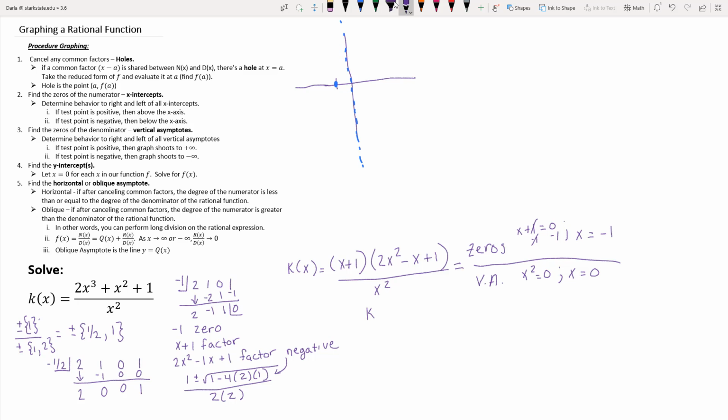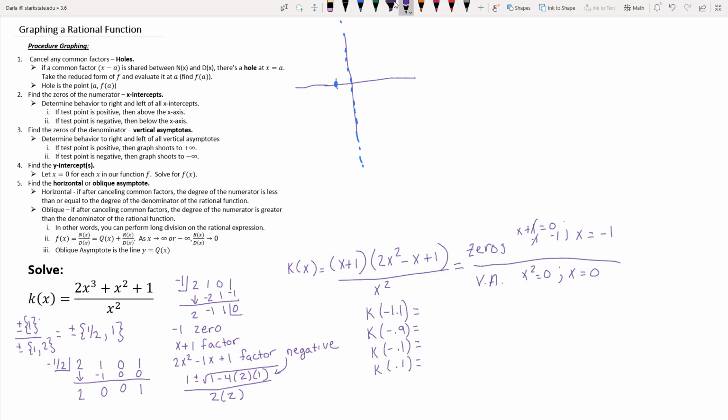If we go to the left of the 0, that would put us at -1.1. If we go to the right of -1, which is our 0, that would put us at -0.9, so 1/10 to the right. And then if we go to the left of our vertical asymptote, that'll put us at -0.1, and to the right would be 0.1. So again, we are trying to determine what the behavior will be.